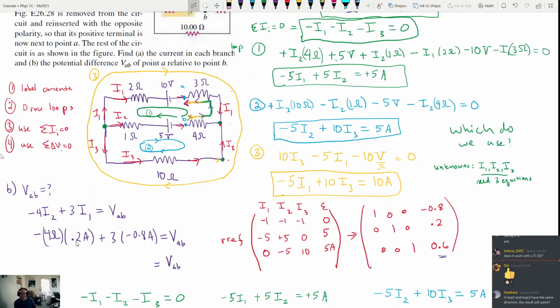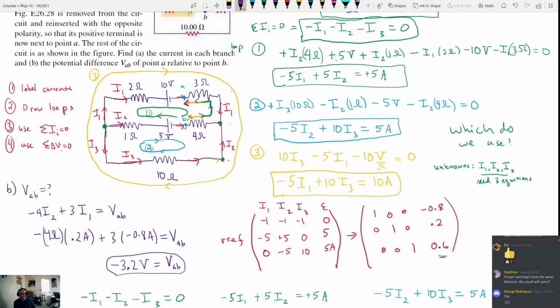So that tells us that VAB is equal to... Okay, 4 times 0.2 is 0.8. 3 times 0.8 is negative 2.4. So negative 0.8 plus negative 2.4 would be negative 3.2, I think. Is that right? You'll tell me if that's right or wrong. Is that, yes, you're saying, George, to what I just wrote? 0.8. Yeah, so 4 times 0.8 would be 3.2. Yeah. Negative 3.2 volts.